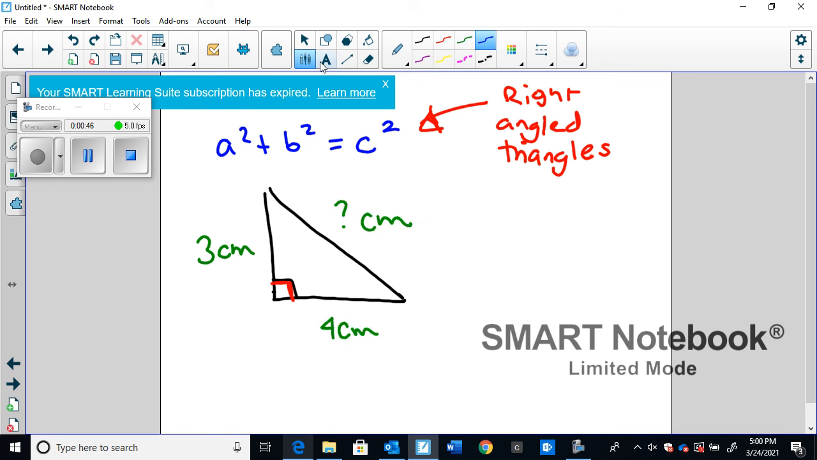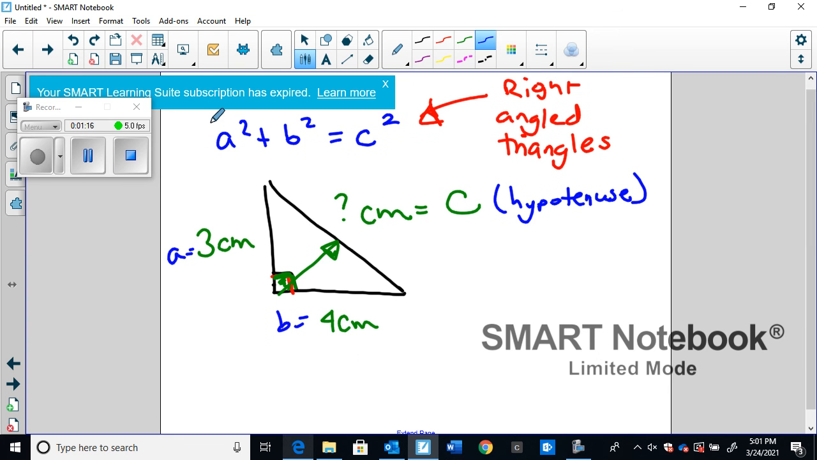So we always start by labeling our sides first. Now the side we can always label is going to be the side diagonal from the 90 degrees. So if I go diagonally from the 90 degrees, that is always going to be side C. Always, okay? It's known as the hypotenuse. It's the longest side on a triangle, and it's always across from 90 degrees. The other two sides can be labeled A or B. It doesn't matter. You can interchange them, right?